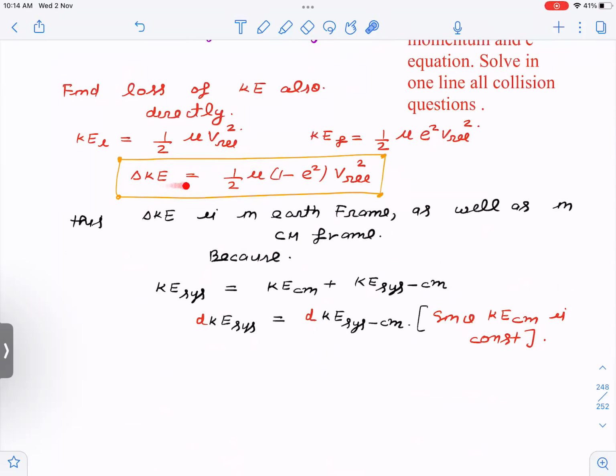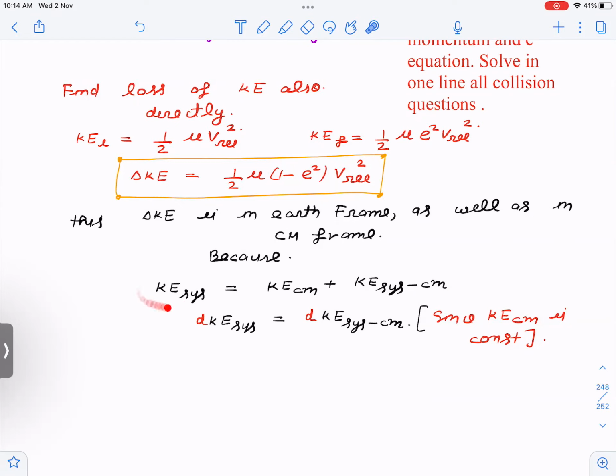But remember, I have written this in the CM frame, right? But the question is normally asked in the earth frame. So I'm claiming that this is the change of kinetic energy in the earth frame also, right? Let us see how. So this delta kinetic energy is the same in the earth frame as well as in the CM frame. Understand, very important logic. Now the next questions, the normal other questions of conservation of momentum or center of mass, we are going to solve from this logic.